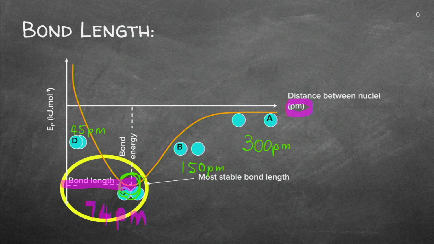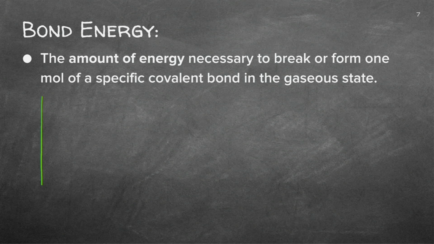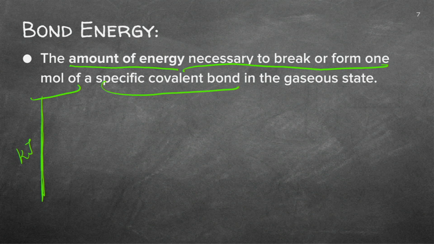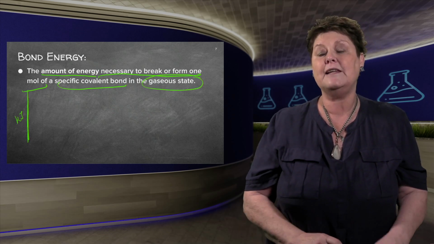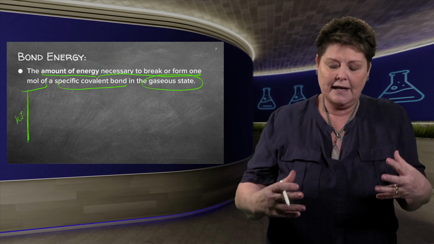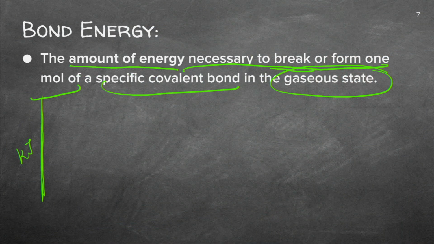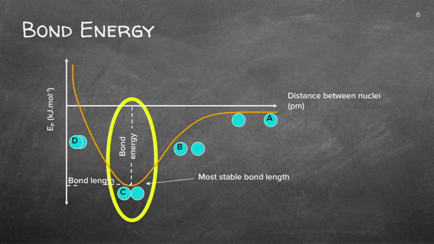Let's move to the energy. Now the energy, as we said, is on this y-axis. It's measured in kilojoule per mole, and it's the amount of energy necessary to break or form 1 mole of a specific covalent bond, and it's in the gaseous state. They measured all of the atoms in a gas phase. They were highly energized, and it's the energy that you have to put in to break the bond or that will be released when a new bond forms.